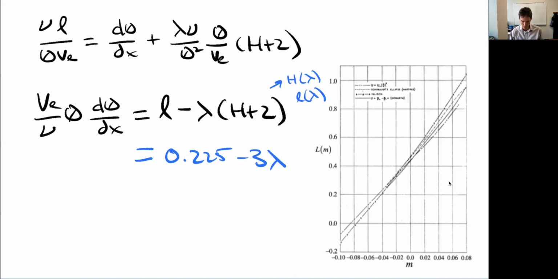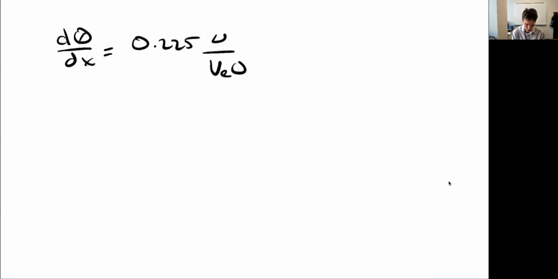We're going to rearrange this a little bit. We want to solve for dθ/dx because that's going to give us an ODE. So let's rearrange this equation in terms of dθ/dx. That's going to give us dθ/dx equals 0.225, that's one of those constants from that empirical expression, ν over V_E θ minus 3 times lambda times ν over V_E θ.